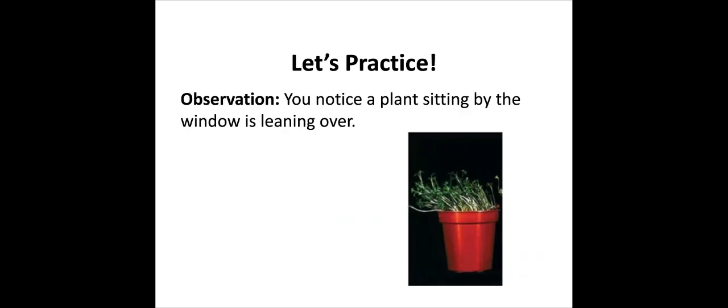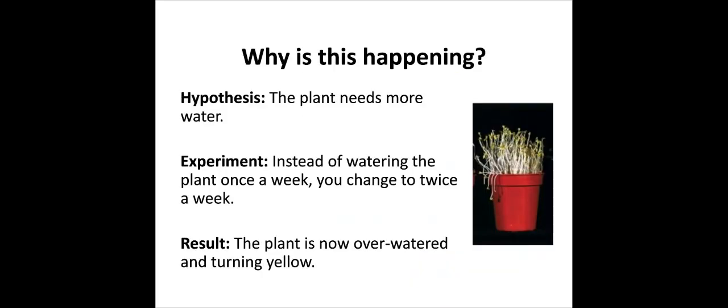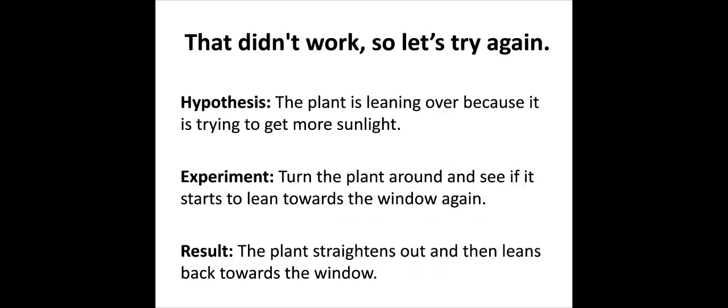Okay, let's practice. Observation. You notice a plant sitting by the window is leaning over. Hypothesis. The plant needs more water. Experiment. Instead of watering the plant once a week, you change it to twice a week. The plant is now overwatered and turning yellow. So just because it wasn't your hypothesis, just because it didn't perk up and come back to life doesn't mean it was wrong. It means you're just going to keep trying.